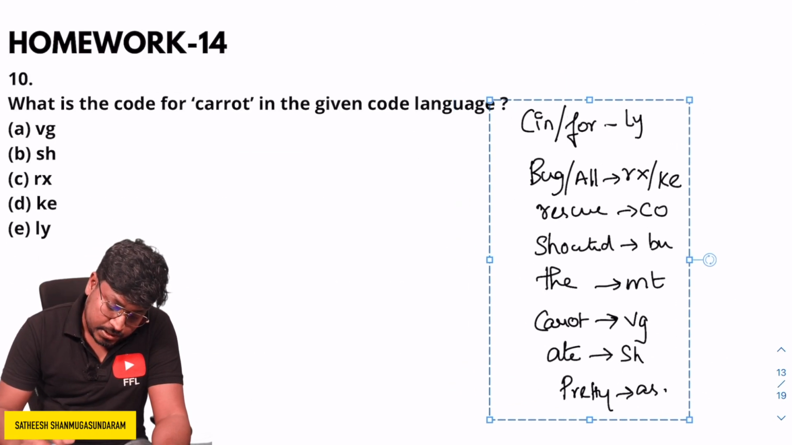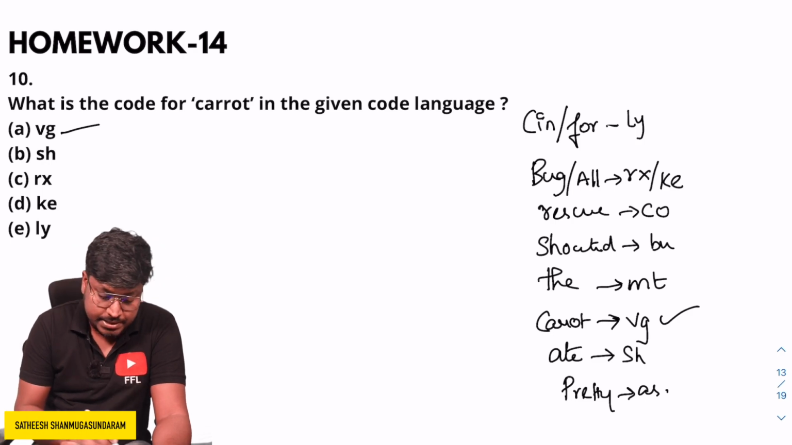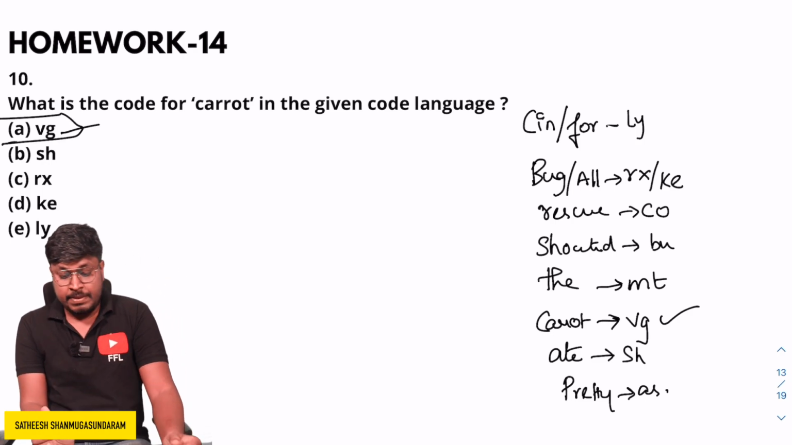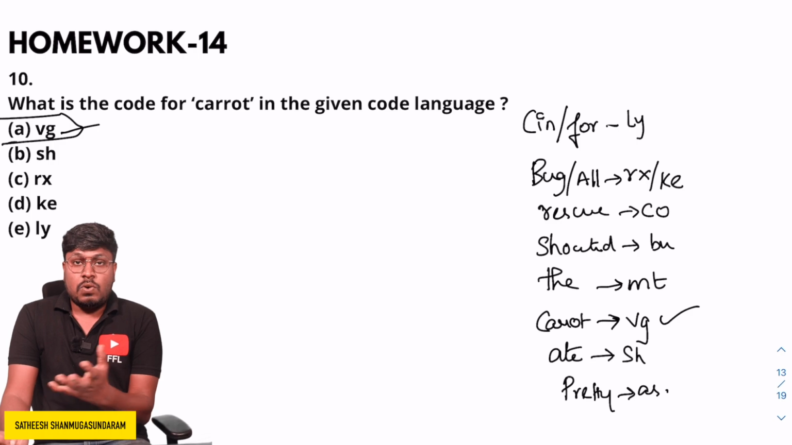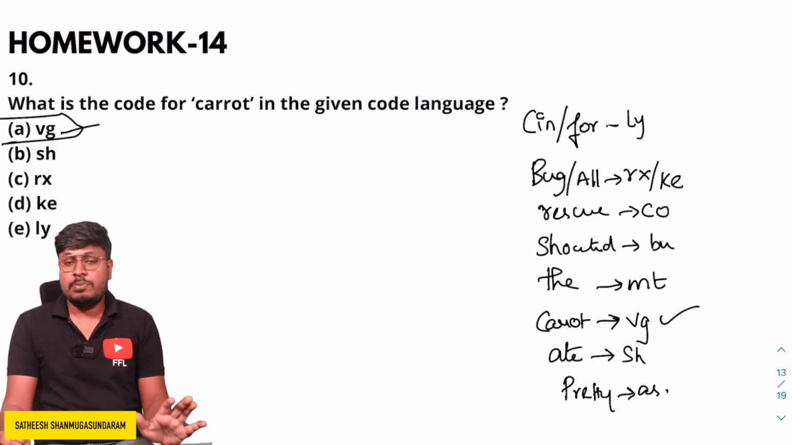So what is the code for the carrot, right? So carrot is called VG. So VG will be option number 1. That's it. So this will be the answer. So that's it, right? Coding, decoding always seems to be easy, right? So the only thing is, it requires more practice.